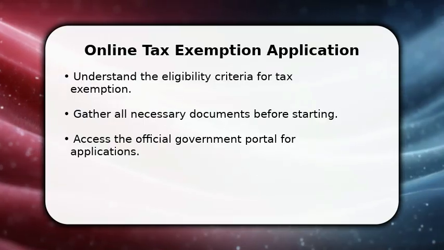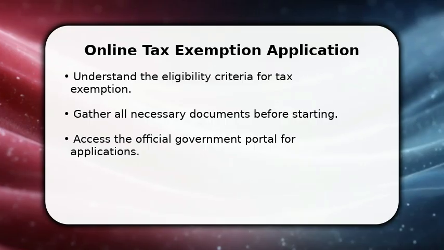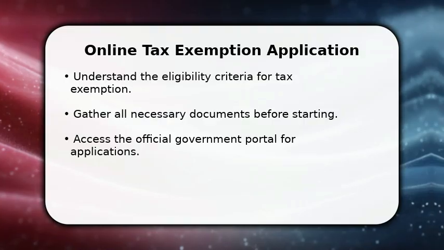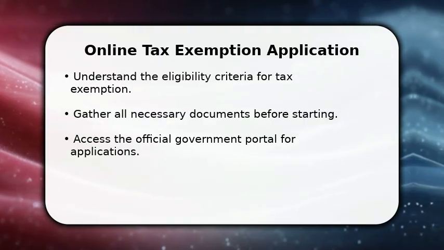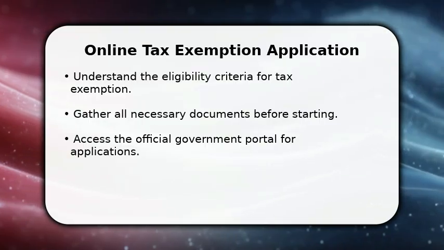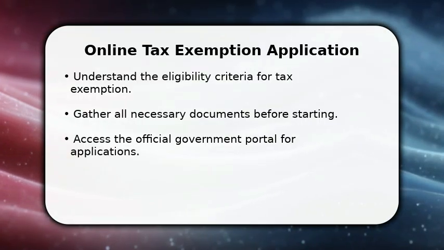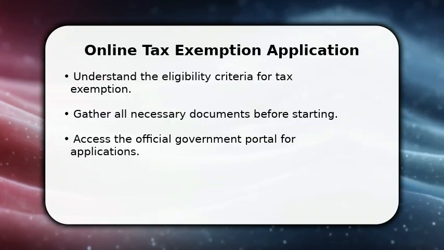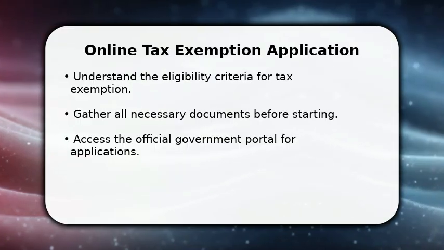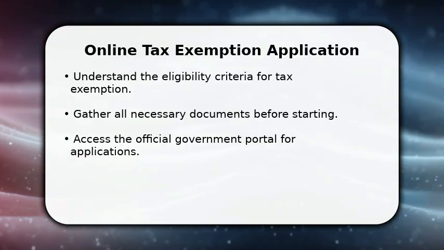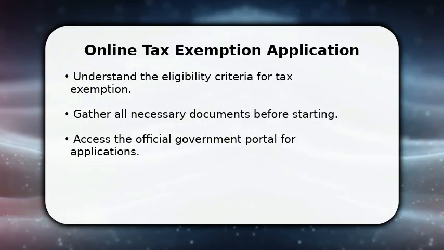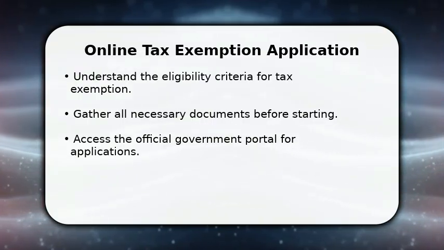In this video, I will explain how to apply for an income tax exemption certificate online. First, ensure you meet the specific eligibility requirements for your exemption type. Next, collect all required documents, such as identification, financial statements, and any supporting evidence. Finally, navigate to the designated government website to begin the application process. This online method is the only way to submit your request efficiently and securely.